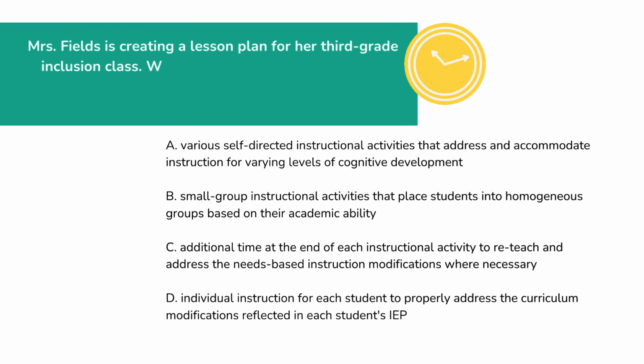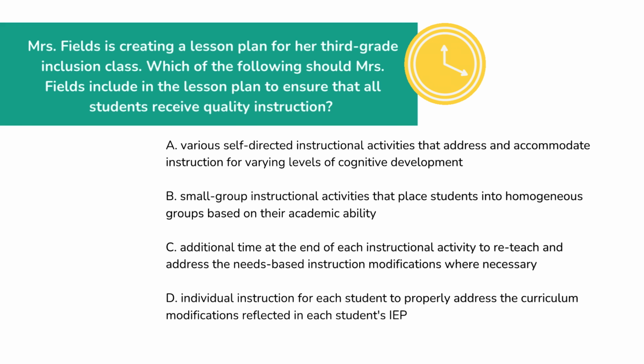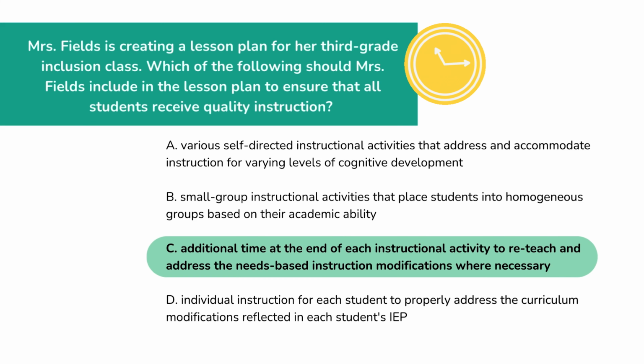Mrs. Fields is creating a lesson plan for her 3rd grade inclusion class. Which of the following should Mrs. Fields include in the lesson plan to ensure that all students receive quality instruction? This question relates to accommodations and modifications. And the right answer is C. This is the best answer since students are provided with the general instruction. Also, students that need additional instruction or modifications to the general instruction are accounted for with the provision of additional time.